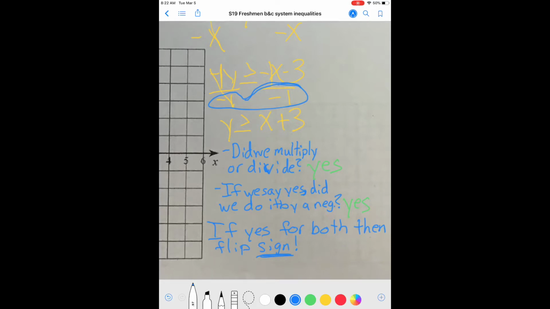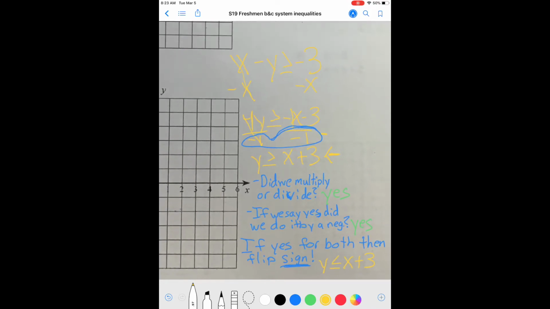So what we're flipping is, instead of y is greater than or equal to x plus 3, now it will be y is less than or equal to x plus 3. So you have to flip it if you do a multiplication or division by a negative. So now we're going to graph this.